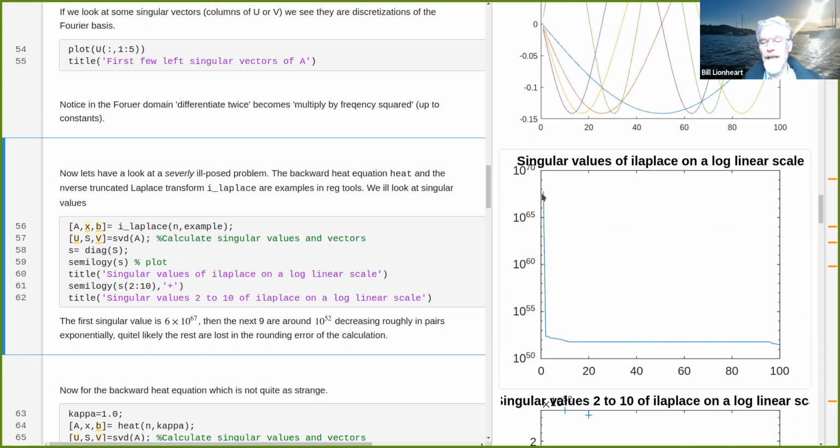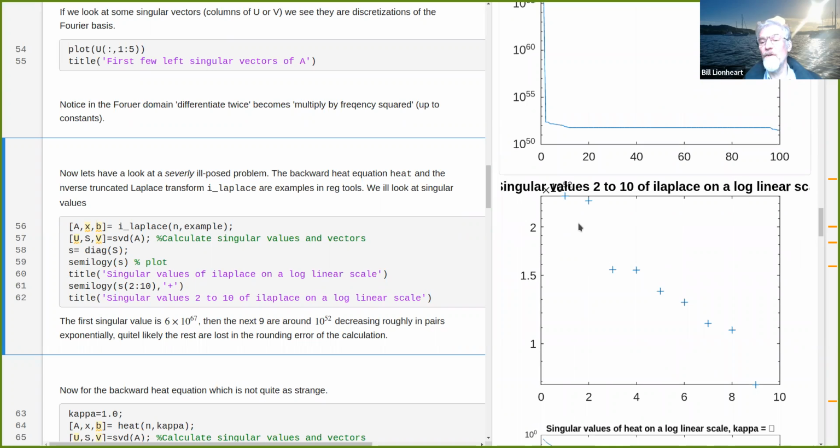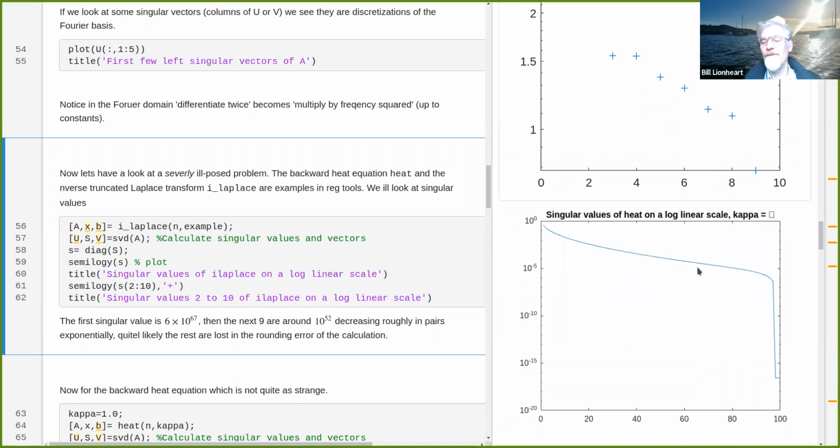On a log linear scale, actually what we see is the first singular value is huge. And then what happens to the rest? So if you plot from 2 to 10 on a log linear scale, actually that's a log scale, isn't it? No, it's a log linear scale. Okay, so they are decaying fairly reasonably like that on a log linear scale, at least over that part, but they drop rather dramatically if you look a long way.